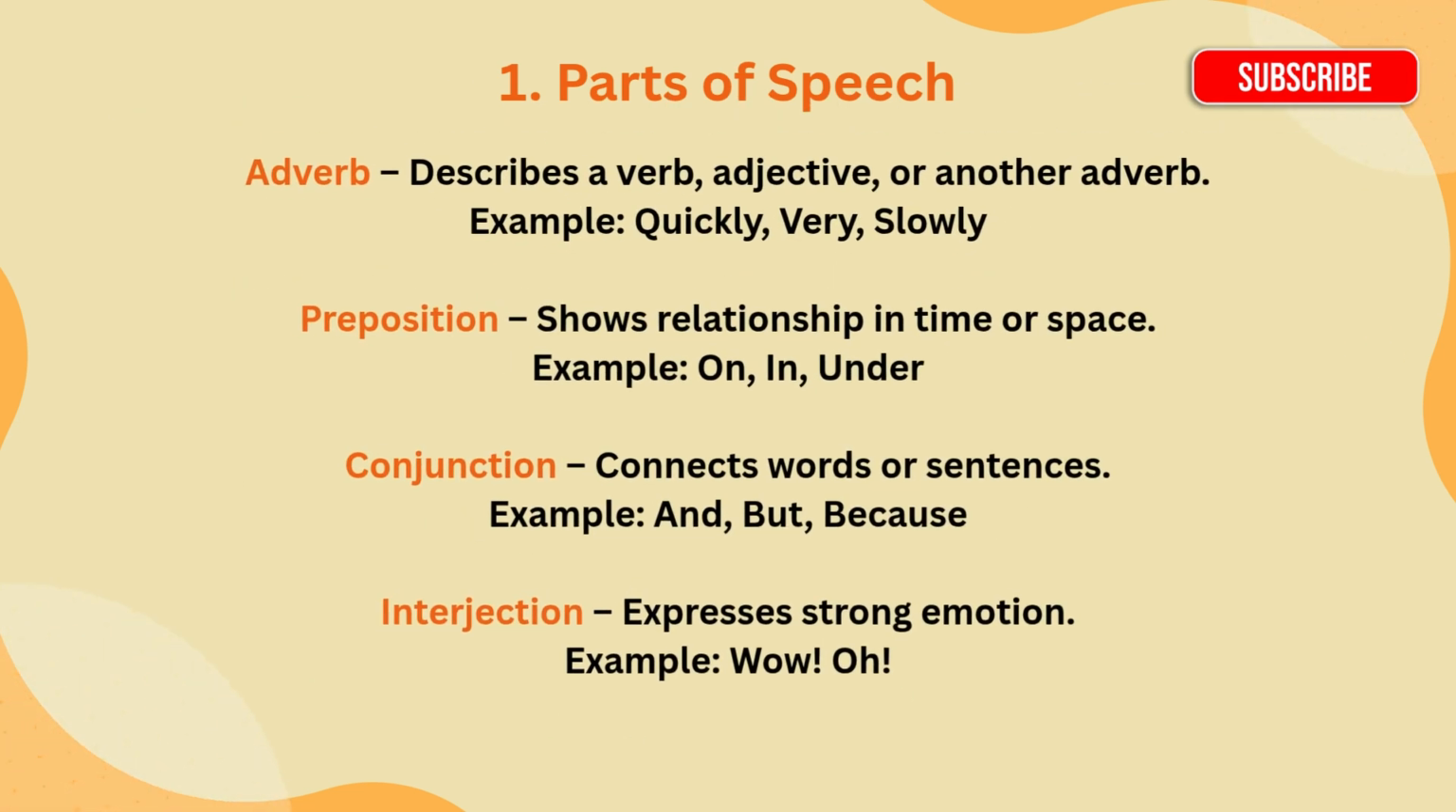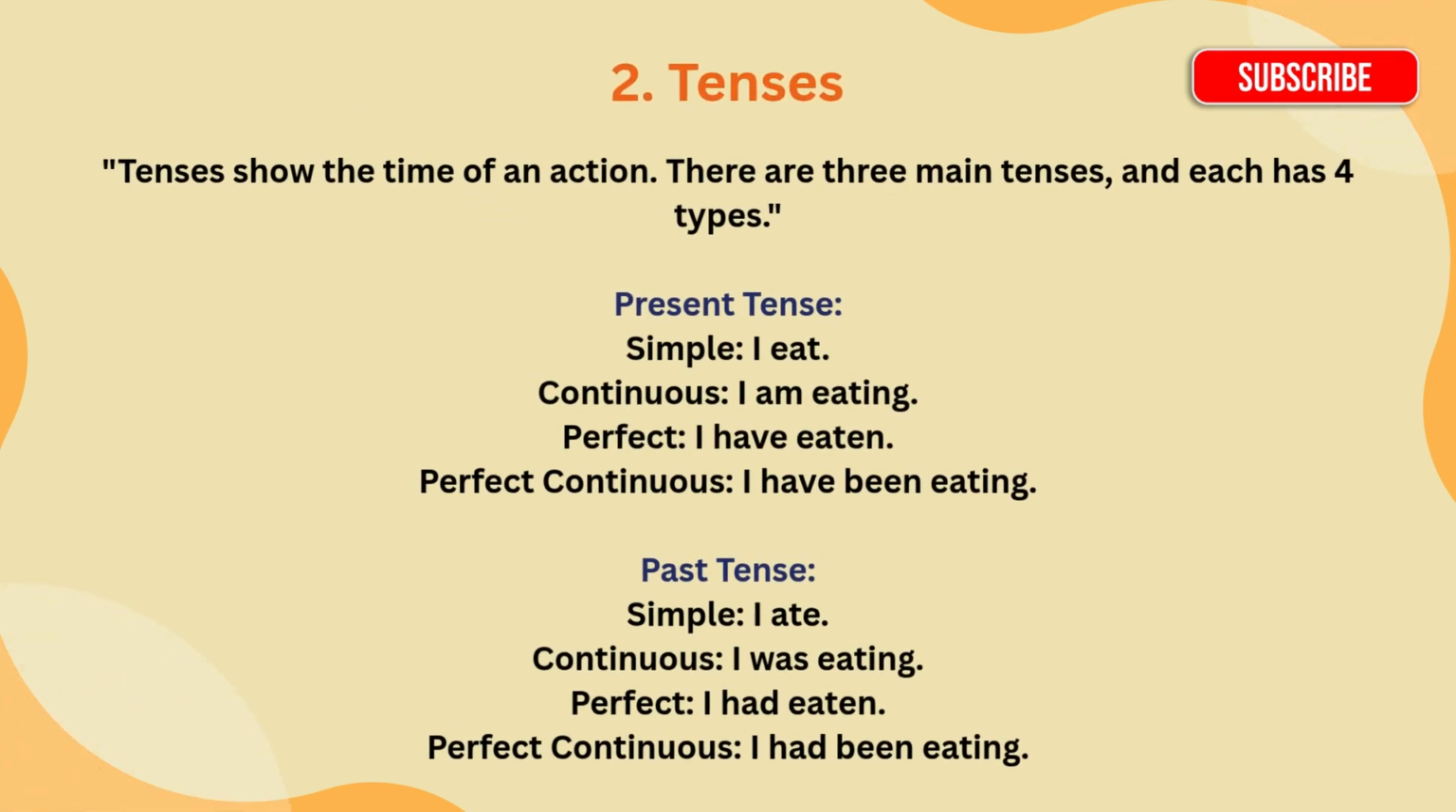Example: quickly, very, slowly. Preposition, shows relationship in time or space. Example: on, in, under. Conjunction, connects words or sentences. Example: and, but, because. Interjection, expresses strong emotion. Example: wow, oh. 2. Tenses.